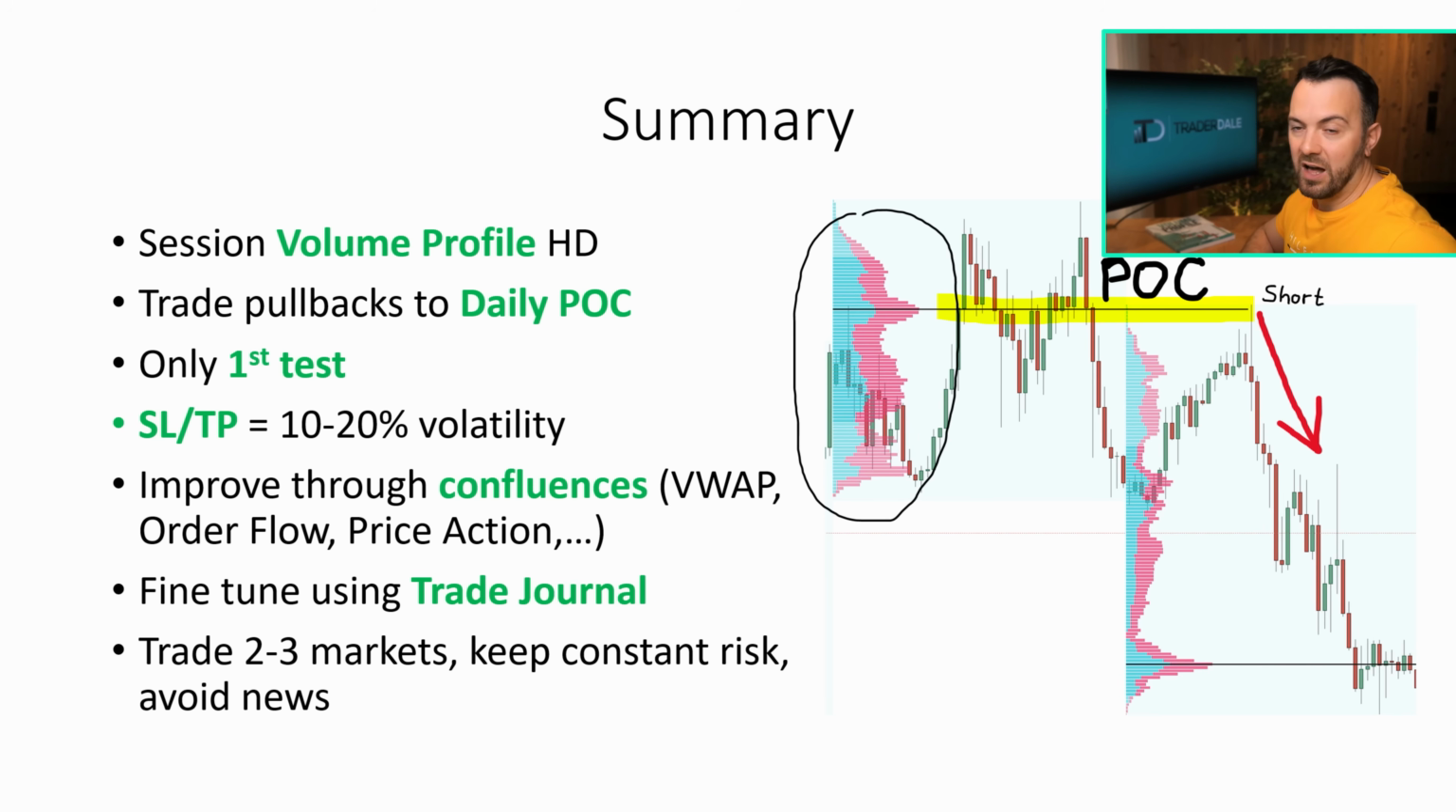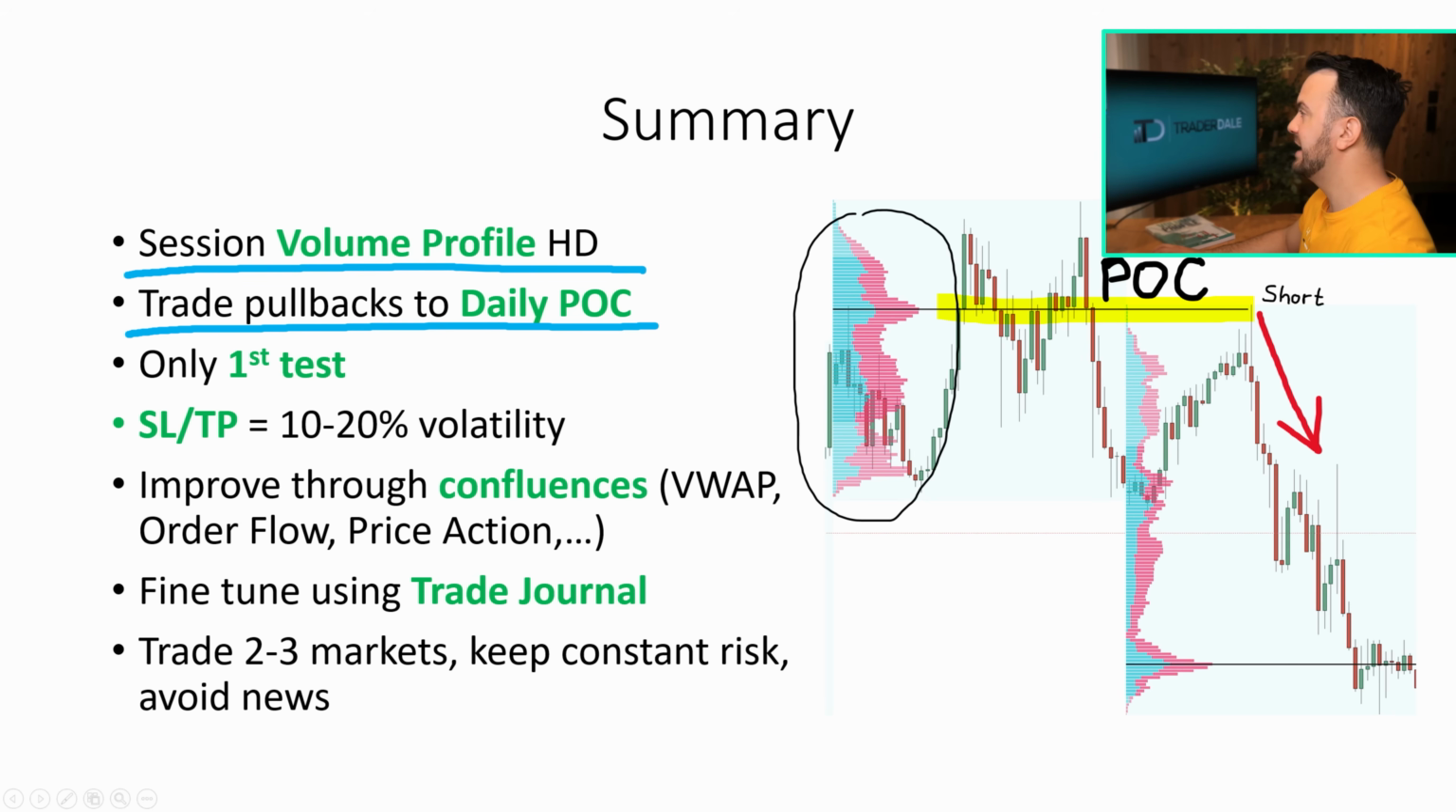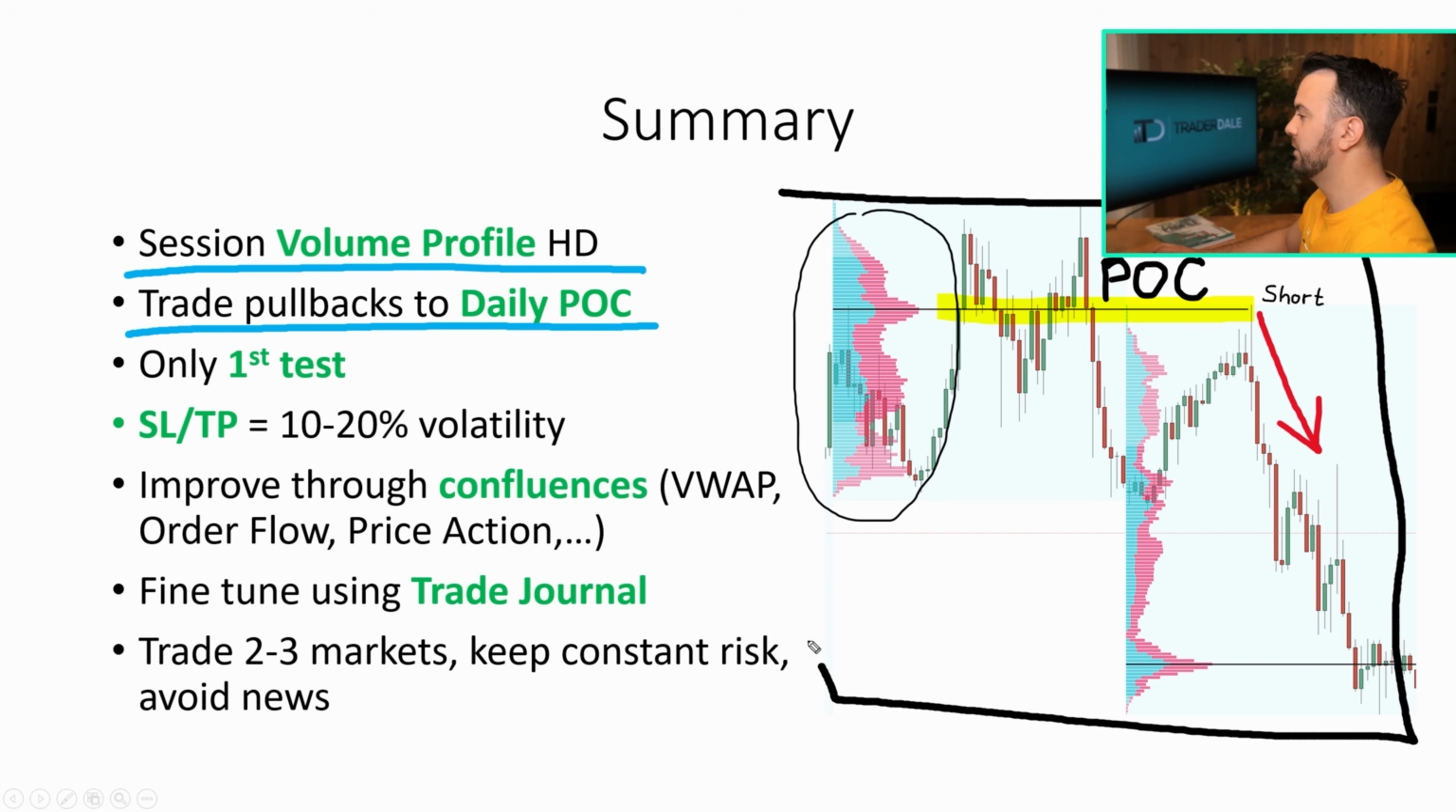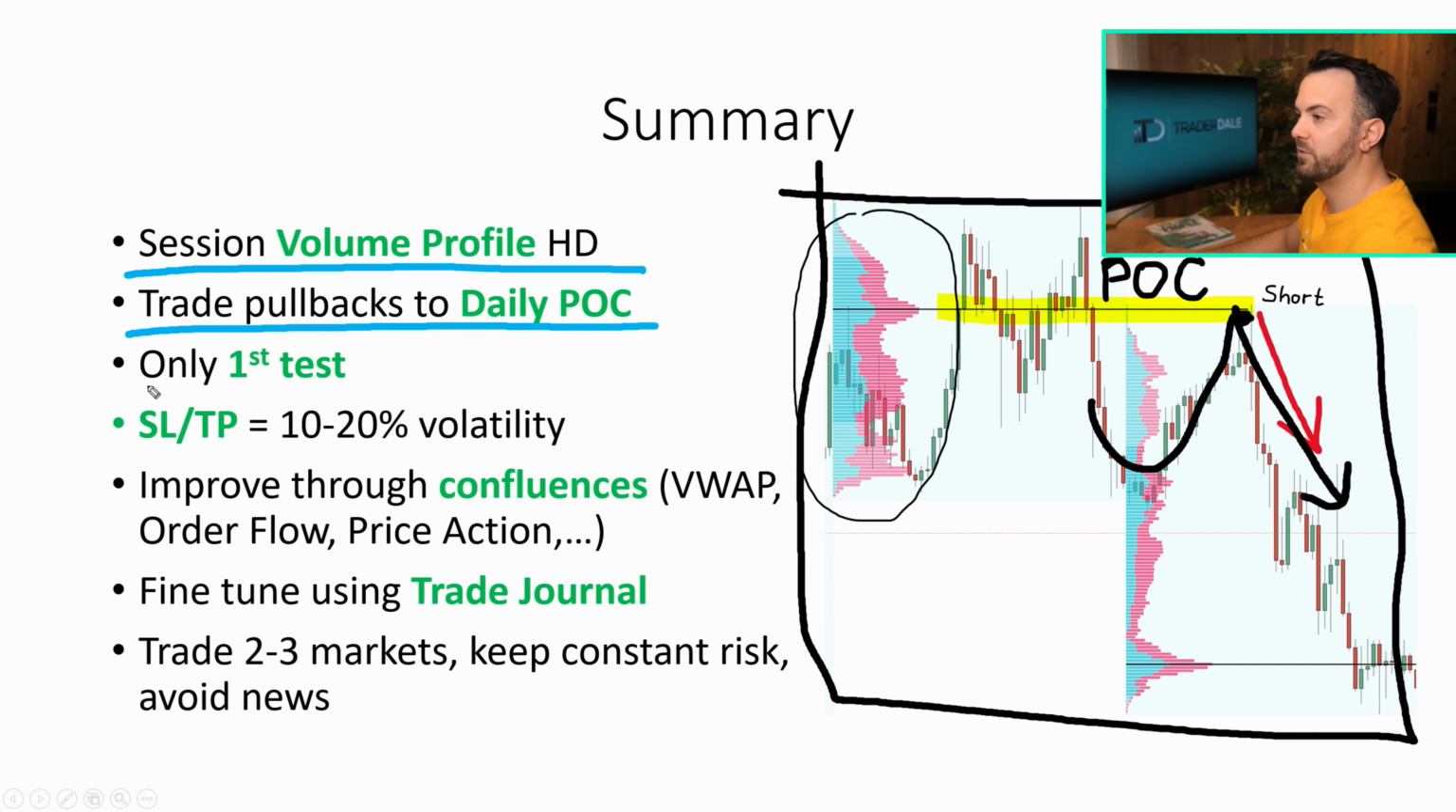Now, before I wrap this up, what I want to do is a little summary because we covered quite a lot of things here and I just wanted to place everything on one slide so you guys can grab a screenshot and have it at hand. So for this strategy, you want to use the Session Volume Profile HD from TradingView. You want to trade pullbacks to the daily point of control like you see on this picture, okay? This is the point of control. You trade pullbacks to that, okay? That's the strategy. You trade only the first test.